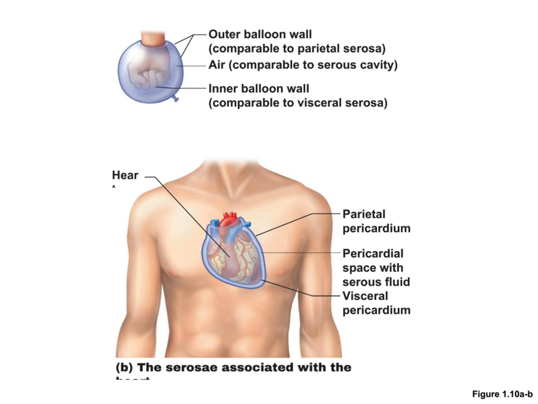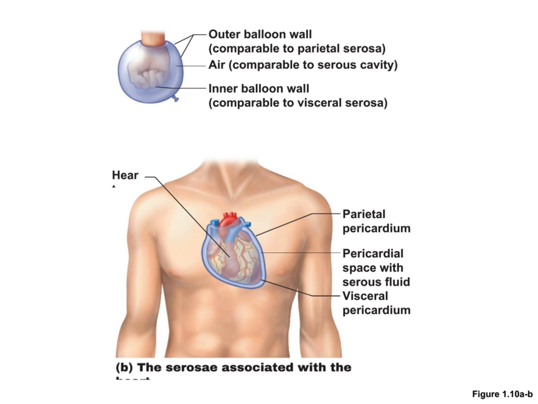Here's kind of what it looks like. So picture a balloon. You're going to punch the balloon. Now imagine your fist is an organ, like the heart. Now, if your balloon doesn't pop, the layer of the balloon that touches your hand is the visceral serosa. The air around your hand is the serous cavity that contains the serous fluid. And the part of the balloon that doesn't touch your hand, that's going to be the parietal serosa.